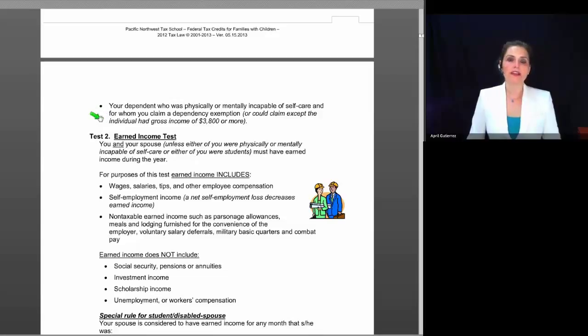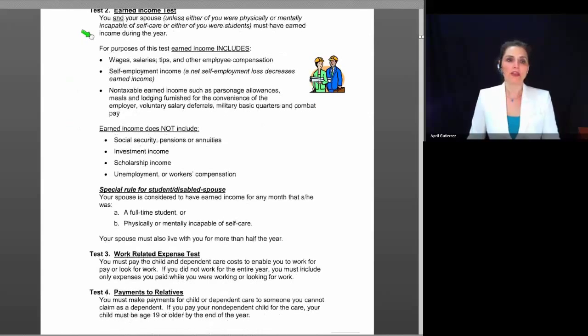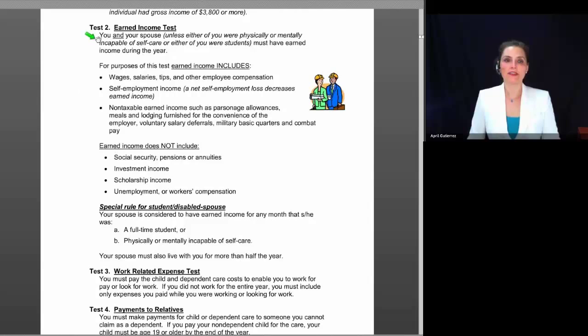Well, the $3,800 or more rule actually has to do with the qualifying relative test, and it's possible to fail one of the dependency tests for qualifying relative when the gross income goes too high. And so if you are in a scenario where you pretty much could claim a person as a dependent, except they fail that gross income test, then you would still be able to claim the child care expenses or the dependent care expenses for that person. So that's test one. Moving on to test two, we have the earned income test.